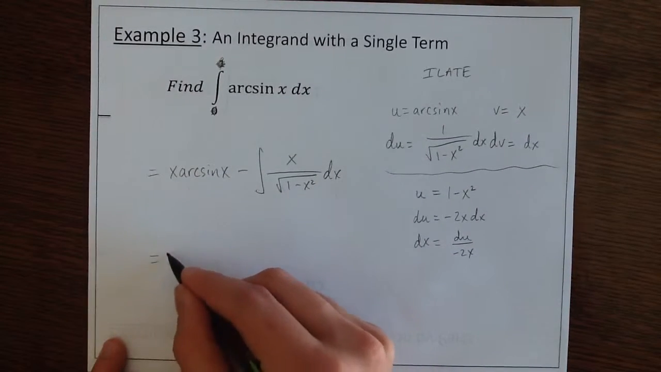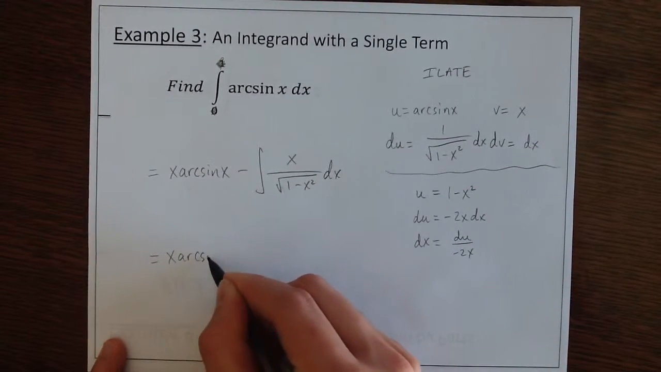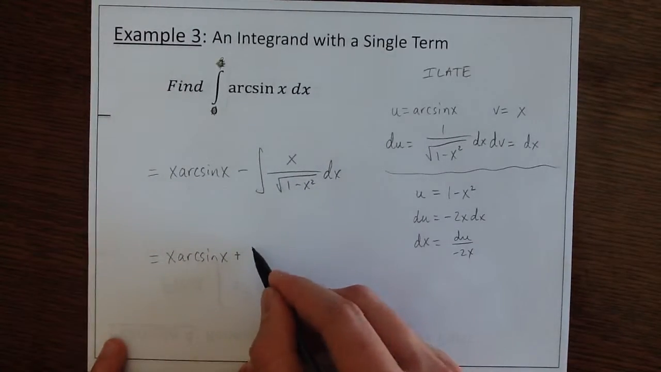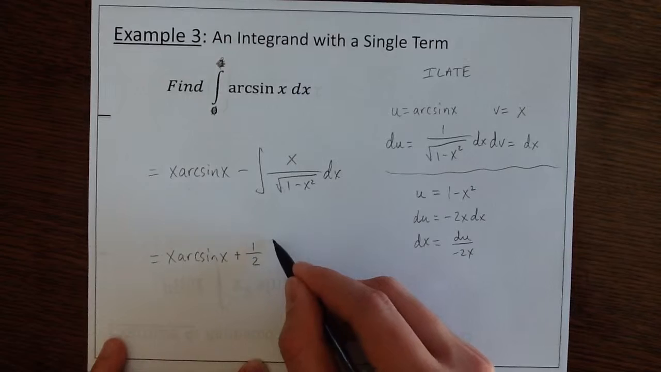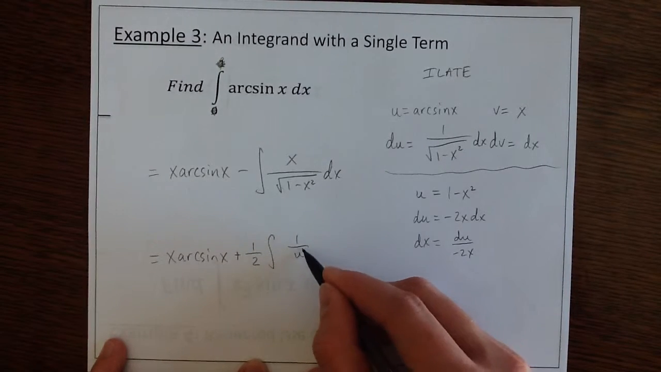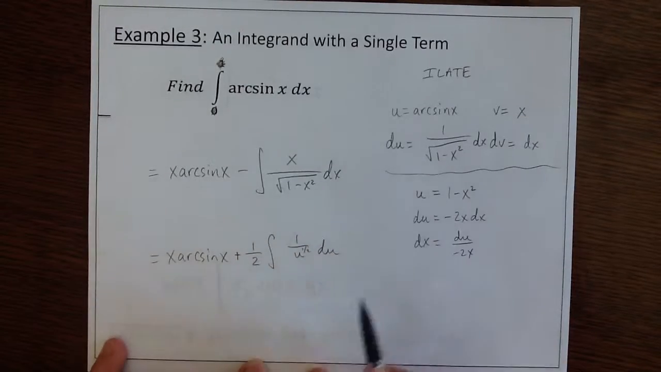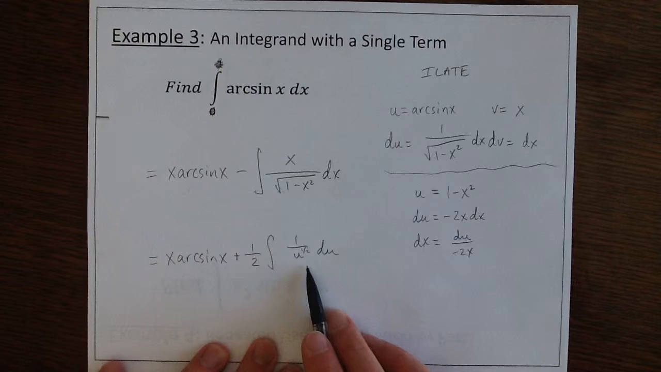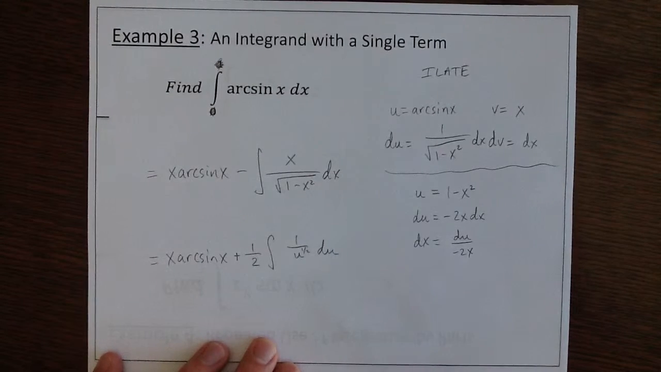So here we can say x times arcsine x minus the negative, which will turn into a plus. We'll call this a half. We have the integral, and then it's 1 over u to the 1/2 du. You could also call this u to the negative 1/2. The antiderivative for u to the negative 1/2 would be 2 times u to the 1/2 power. Remember, you've got to raise it up by 1 and then divide by that new exponent. So if we divide by a half, that would actually be the same thing as multiplying by 2.